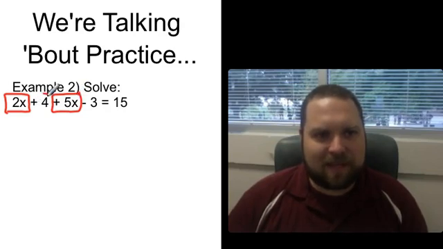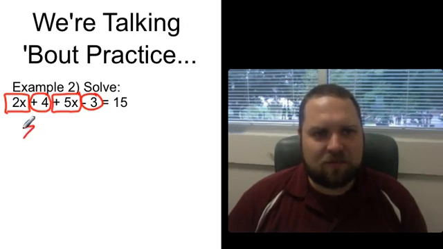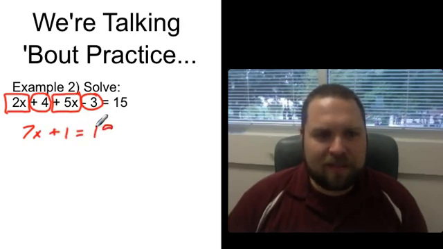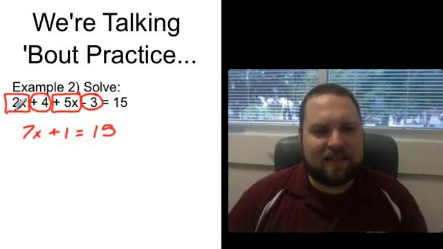And then if I look at my constants, the ones without variables, there's a constant and there's a constant. So I can combine 2x plus 5x would be 7x. Positive 4 minus 3 would be positive 1 equals 15. Now that I have simplified this side, there's nothing to simplify over here, of course.